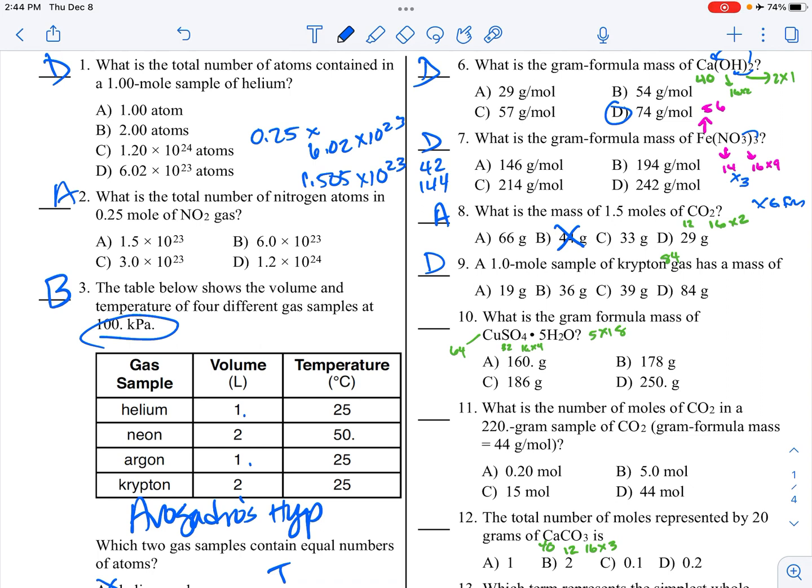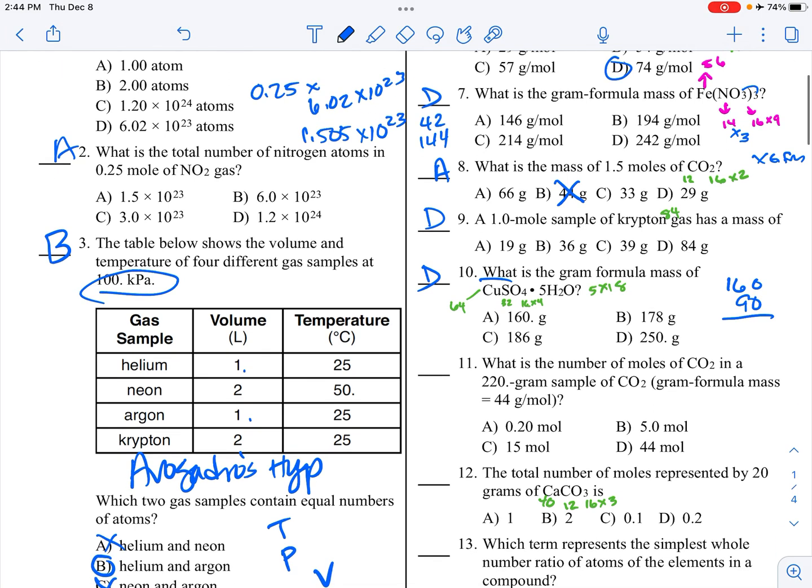So these numbers are very small and hard to read, but copper is 64, sulfur is 32, oxygen is 16, but there are 4 of them. So 64 plus 32 plus 16 times 4, which is also 64. So I made a mistake. It is 160 from this side. And then water is 18. I just know that. So 5 times 18 is 90. Add them together and you get 250.